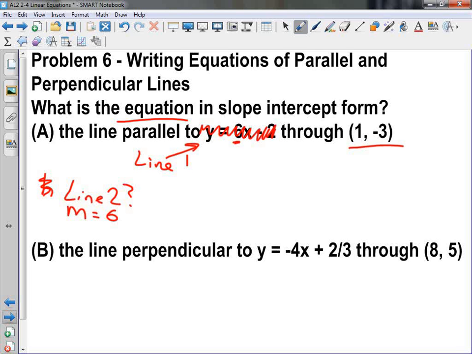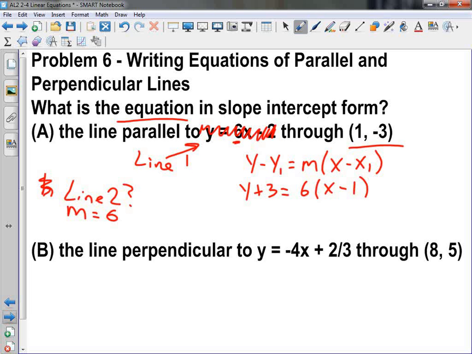Okay. Now we're going to be using point slope form, right? Which is y minus y1 equals m times x minus x1. What's my y1? Negative 3, which makes a plus sign. What's my m? 6. What's my x1? 1. Does it tell me which form they want it in? Yeah, they want it in slope-intercept form, so I'm not done yet, am I?